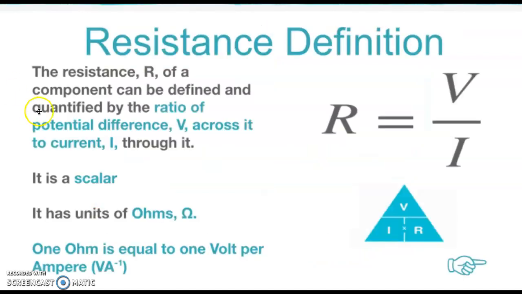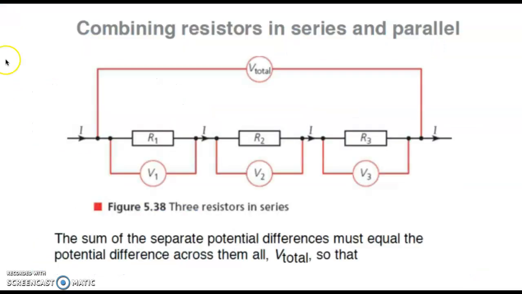Now, the defining relationship for resistance is voltage divided by current. Basically, resistance is simply the ratio of the voltage across a component to the current flowing through it. As you know, in a series circuit, the current is the same everywhere. So, I1 coming into this resistor is going to be equal to I2 and I3. So we'll call that current the same, I.